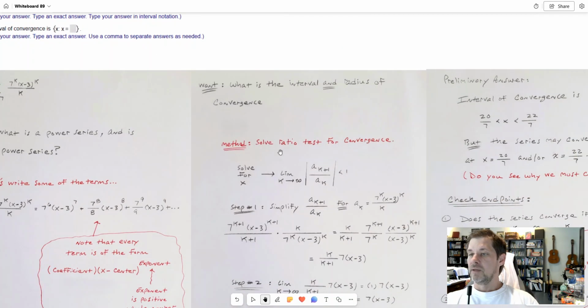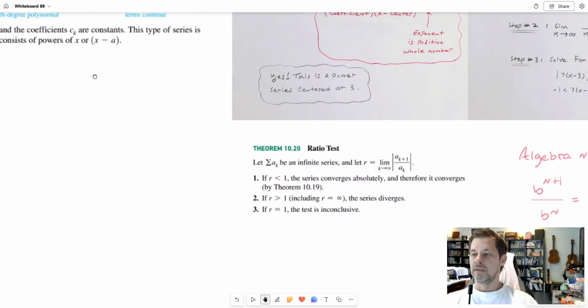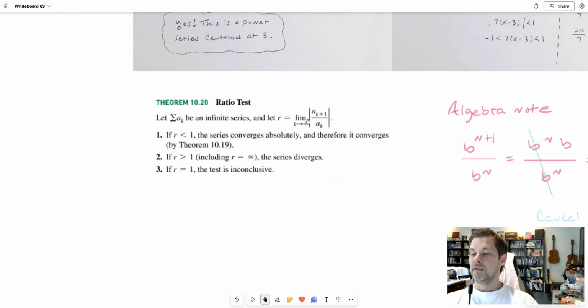Now, with that out of the way, let's talk about what the radius and interval of convergence is. How we solve for that is we use the ratio test for convergence. Here's the ratio test. This is something that we've talked about before in the class. It says if you have some series, and we'll call the formula for that series a subscript k, and you solve this limit, k goes to infinity, of the absolute value of a k plus 1 over a k, and you get a number less than 1, that series converges.